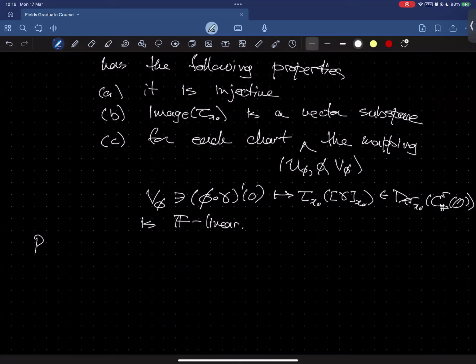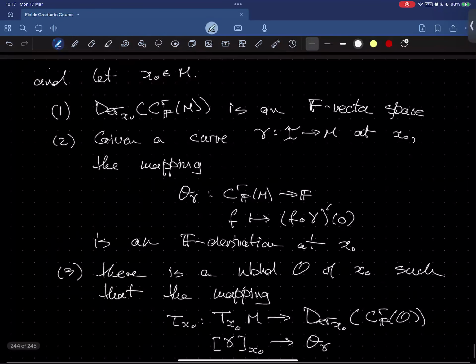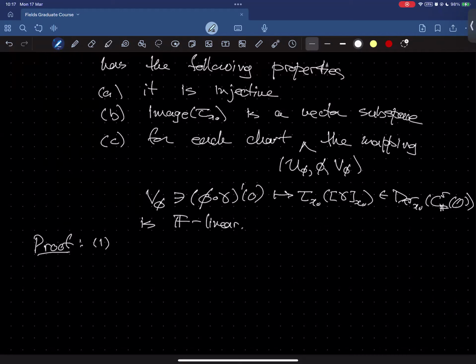Okay, proof. All right, so the proof is elementary, but requires a few tiny tricks. First, part one is pretty immediate. I'll tell you what the vector space structure is, and then you have to verify that it satisfies the list of vector space axioms, but that's easy, as it usually is to verify those.